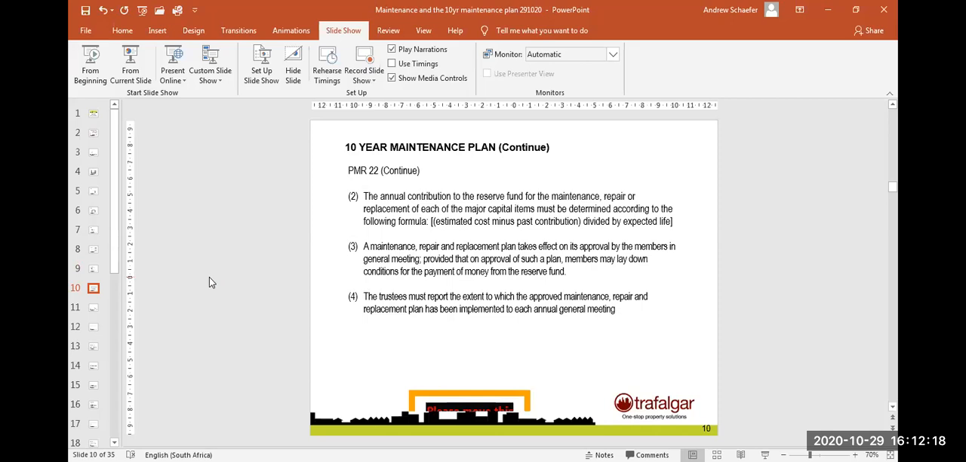And then your 10-year plan has to be approved at every AGM. It becomes a rolling plan, so every year your current year will fall off and you'll add another year, but it has to form a 10-year plan to be approved by the members. And then also at each AGM, the trustees have a requirement to report to the members what, in terms of the prior year's approved plan, they have implemented, and they have to provide that report to every AGM. It's not a nice to have. It's very, very important that they provide that to each and every AGM so that the progress on the 10-year plan can be monitored at all stages, and members are well aware of how it's being addressed and when things are being addressed.